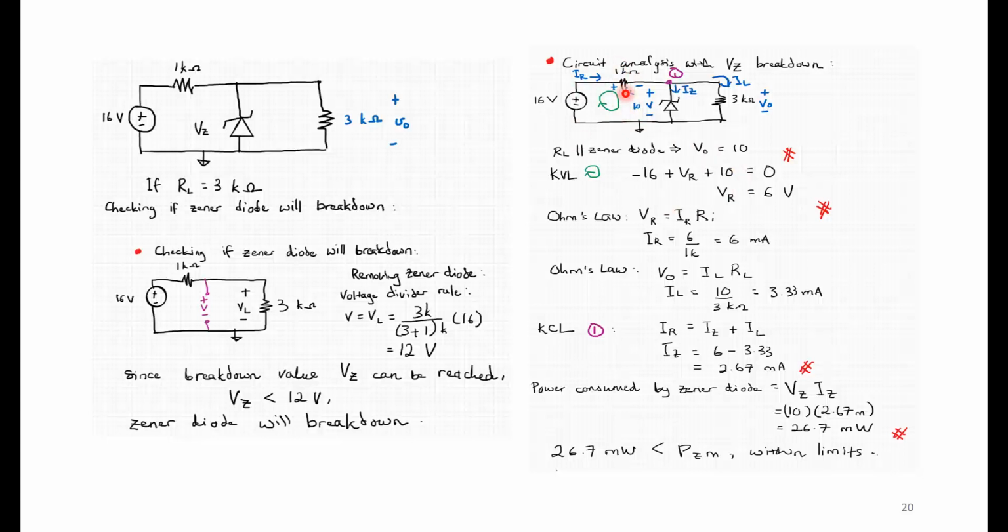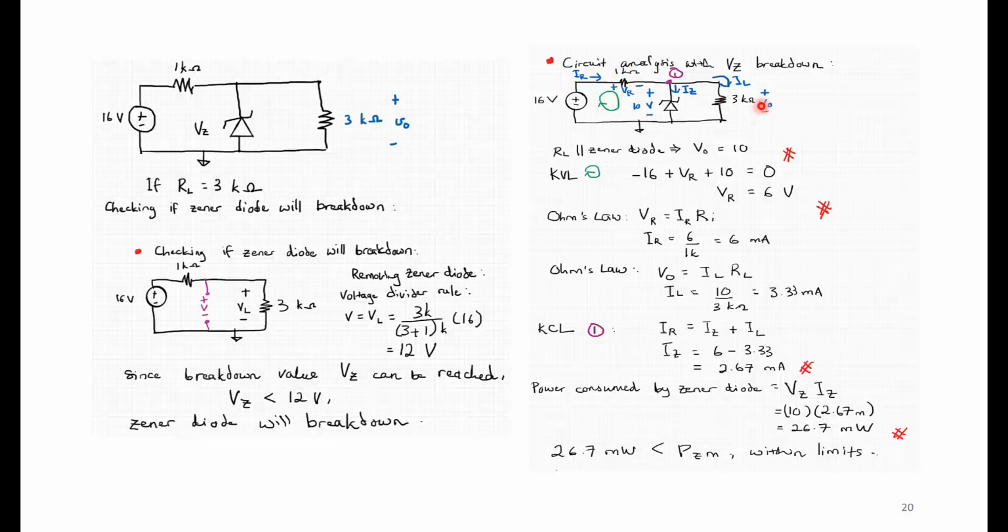Why am I doing all this? Because I want to know what IZ is, and before I can find IZ, I need to find IR first, and for me to find IR, I need to find VR. So once I find VR, I can do Ohm's law for the resistor R. VR is equal to IR times R. IR is going to be 6 over 1K, which is equal to 6 milliamp. Since I know the voltage drop across this resistance R, I can find the current.